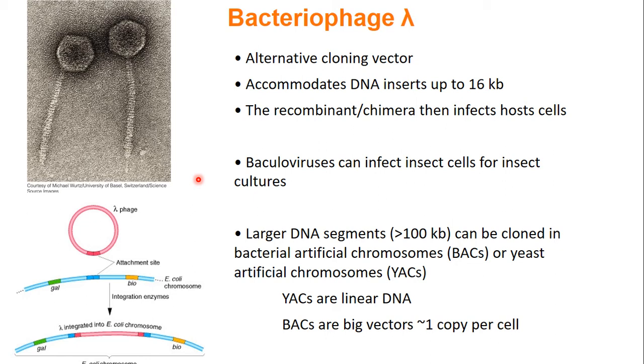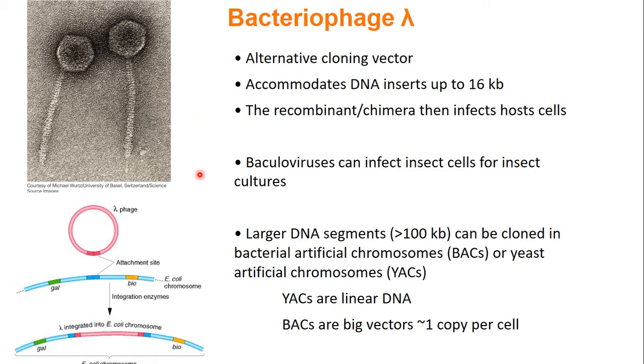Now, if you don't want to use a vector, you can also use a virus or a bacteriophage. More specifically, bacteriophage lambda. And this is good because you can actually put more DNA into a bacteriophage. You saw in the plasmid we can do 10K, in the bacteriophage we can do 16K. Then once we have our DNA of interest in the virus, we let that virus infect bacteria, and then our bacteria will have our DNA of interest.